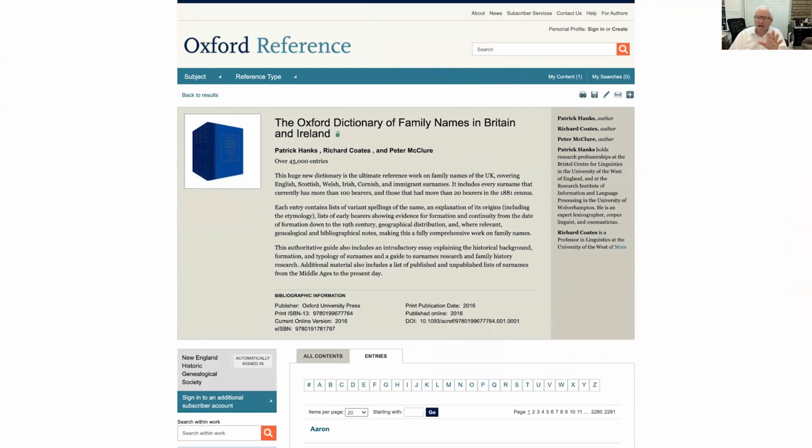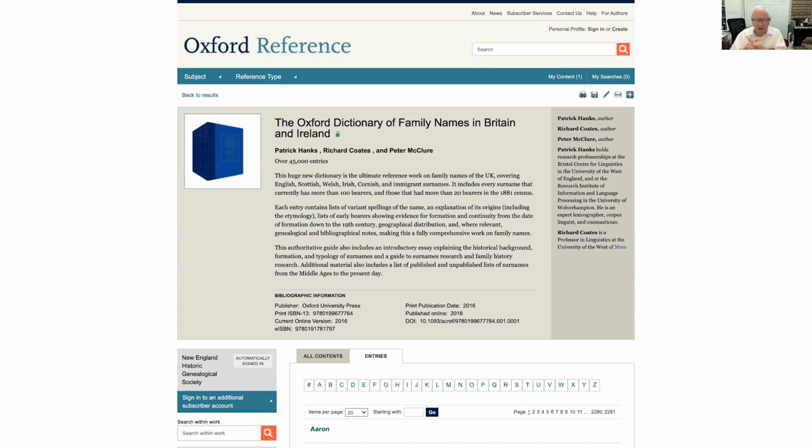In addition, they have a lot of interesting online references that otherwise would be part of different subscription services. And this one is an interesting one. It's the Oxford Dictionary of Family Names in Britain and Ireland. It's an ultimate reference book on all the surnames. It will tell the variants in the name, the origins, early bearers of the name, and the background and history of the names. So if you're wondering about your English names, you can go here and get this entry. This is a book.